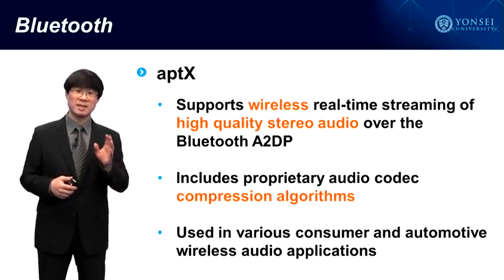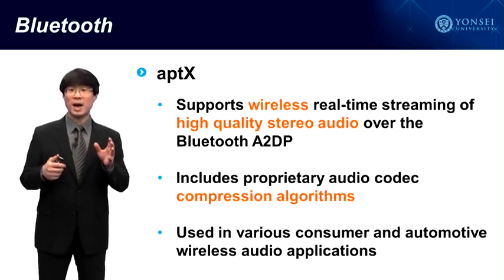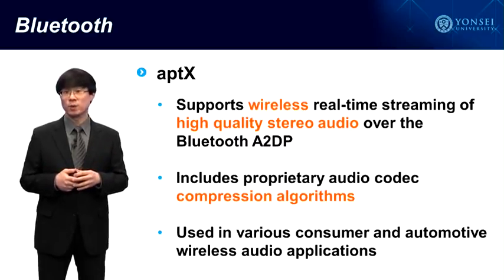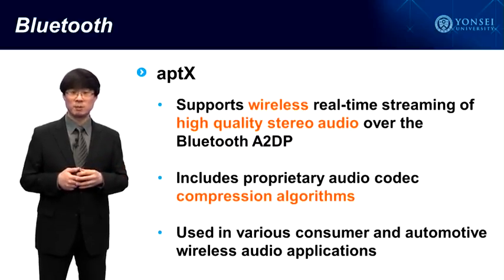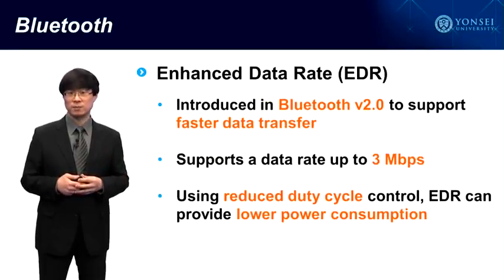The other one is AptX. This supports wireless real-time streaming of high-quality stereo audio over the Bluetooth A2DP connection. This includes proprietary audio codec compression algorithms, and it's used in various consumer and automotive wireless audio applications.